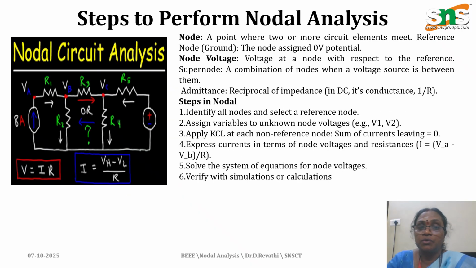What are the steps we have to follow for writing the node equations? First we have to find the node points. Already I mentioned, identify the nodes and assign variables such as V1 and V2. Here, see the diagram: VA, VB and VC are the nodes. Find the equation for VB and VC, solve both equations, and find the values of VB and VC.